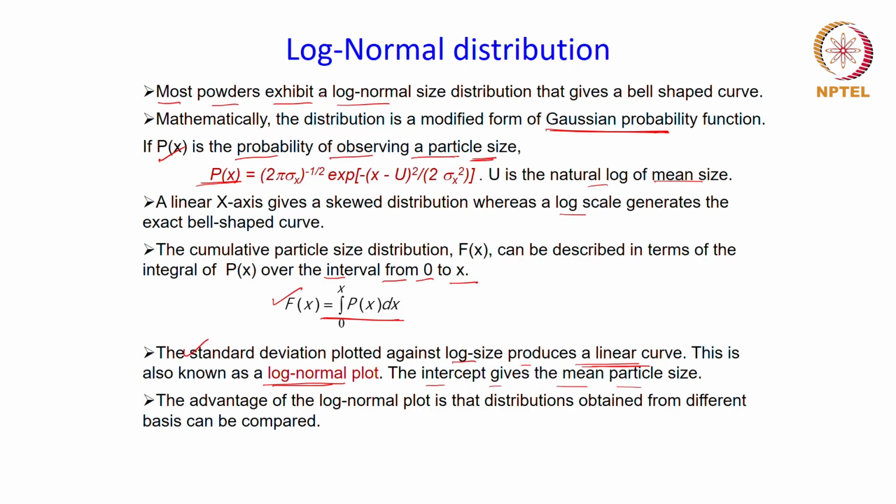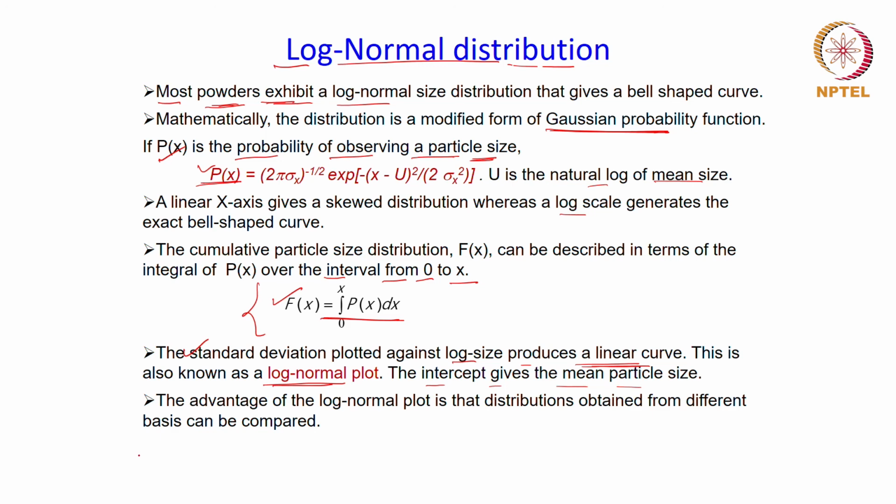And the other thing that we discussed today was this log normal distribution, because this is the most commonly occurring distribution that you can encounter in a given powder sample, and mathematical expressions for that are also given here, both for a given probability and also for the cumulative data.